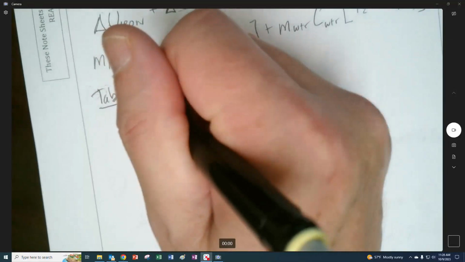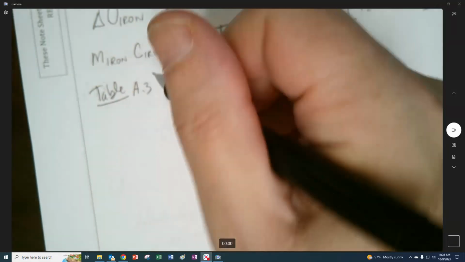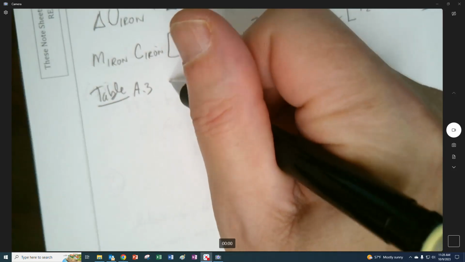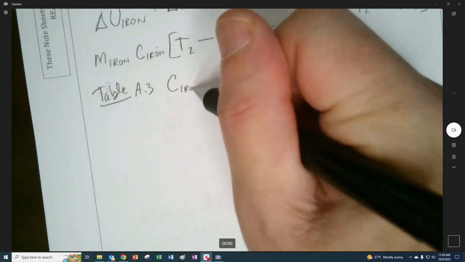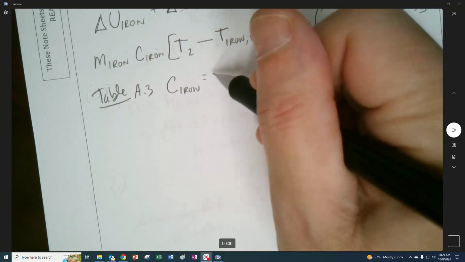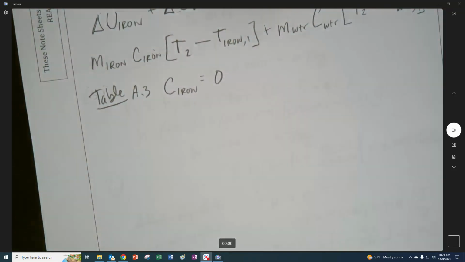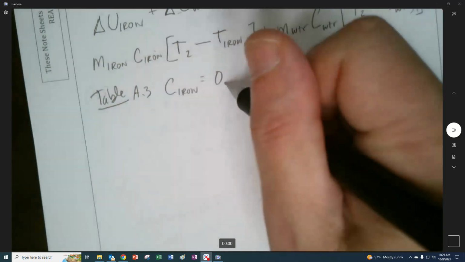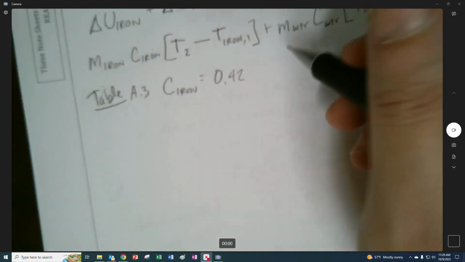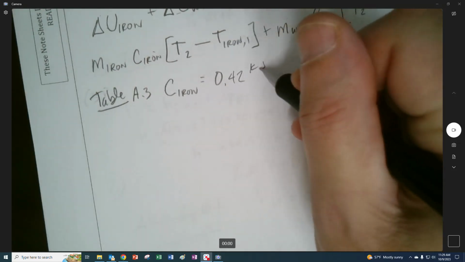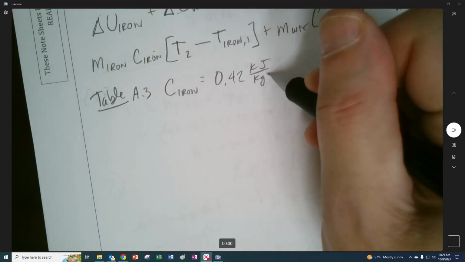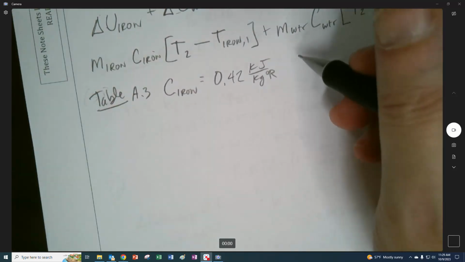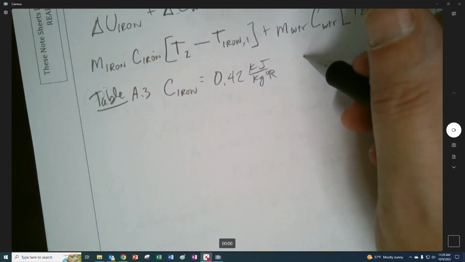Table A.3, we have C of iron is equal to, let's get a different value. You son of a gun. My short attention span's working again. 0.42, and what are these, kilojoules per kilogram degree Rankine? Sure. And then we have C of water.